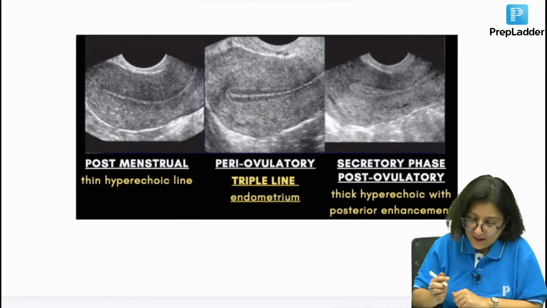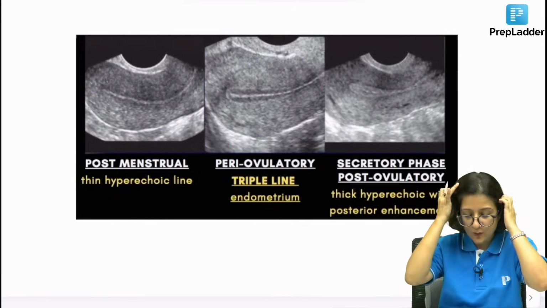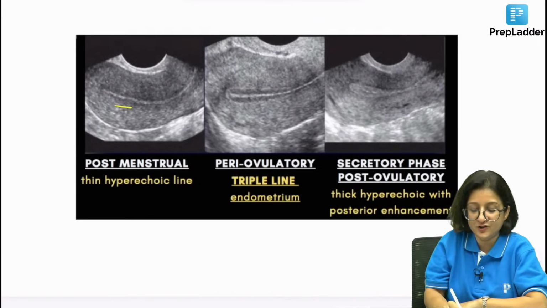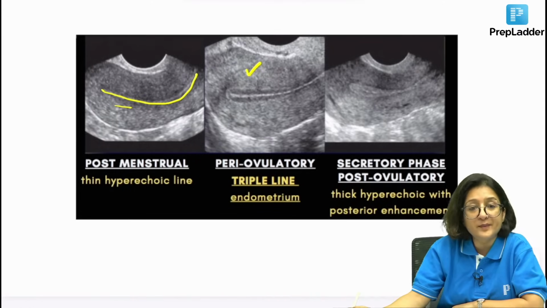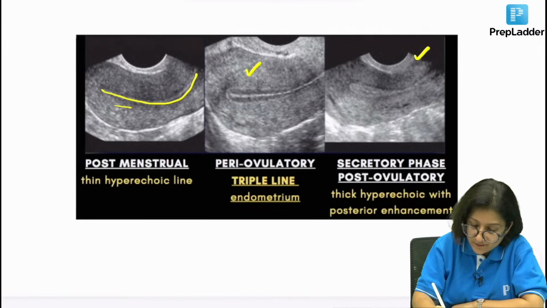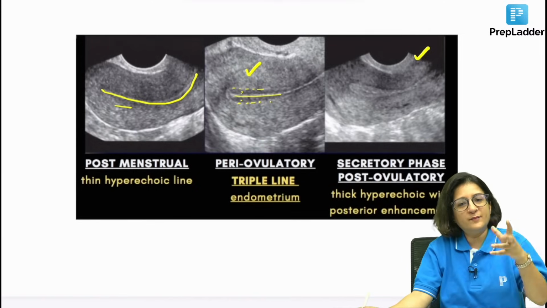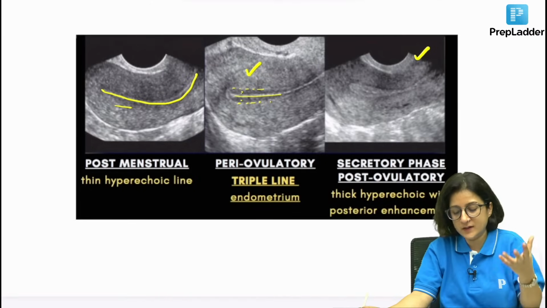Next. Look at these images, just plain simple. Post-menstrual endometrial lining is a thin hyperechoic line, just a thin hyperechoic line, right? Peri-ovulatory endometrium is a triple line endometrium: one hyperechoic line, then the hypoechoic areas, and then another white line. This is because around the time of ovulation, the glandular epithelium develops, proliferation of the glands happens. So that is because of that.